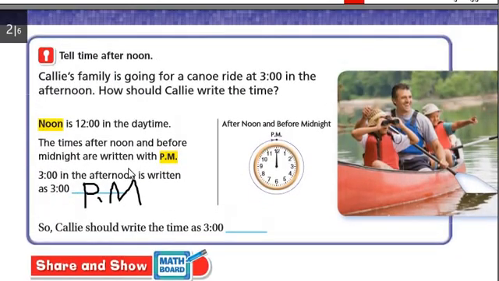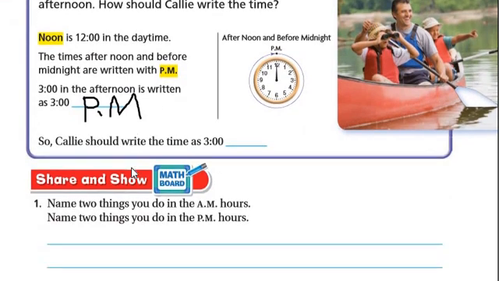Then the next page, 568. We have the word noon, which is 12 exactly, in the daytime when you can see the sun in the middle of the sky. The times after noon and before midnight are written with PM notation. 3 o'clock in the afternoon, after 12 o'clock noon, is written as 3 PM.